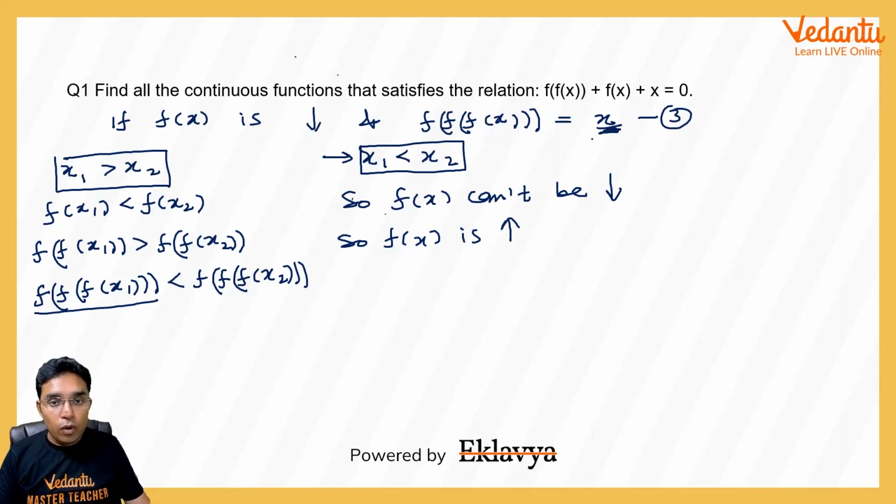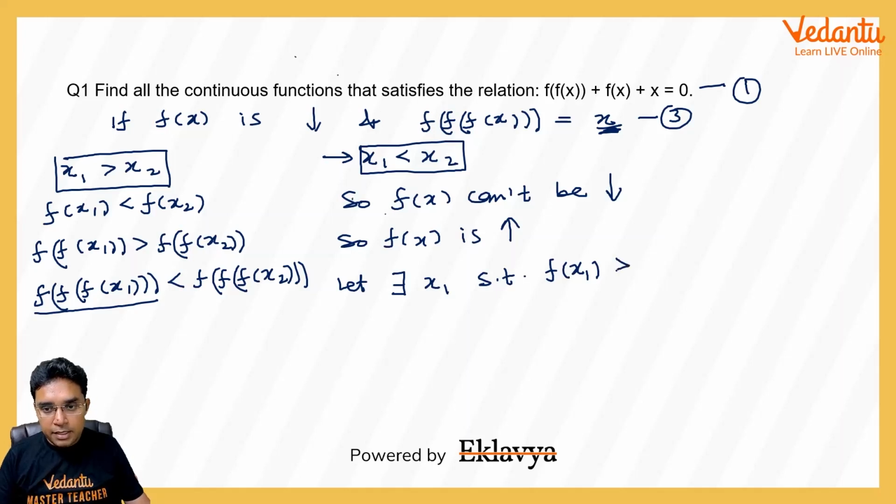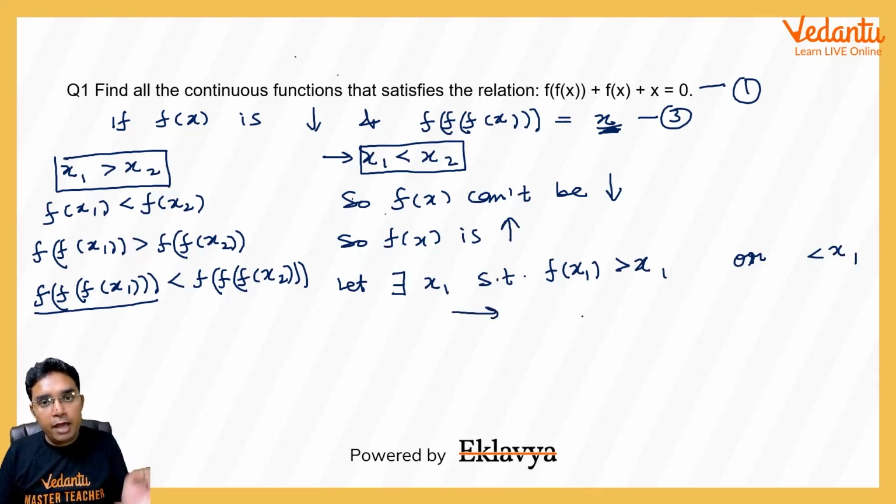Now we have already checked that f(x) equal to x was a solution, but that was not the solution of this equation number 1. So is there any other solution than f(x) equal to x for equation 3? So we will assume let there exist some x1 such that f of x1 is either greater than x1 or it is less than x1, and the function is strictly increasing. Then if I take f of f(x), because it is strictly increasing, the sign will remain same.